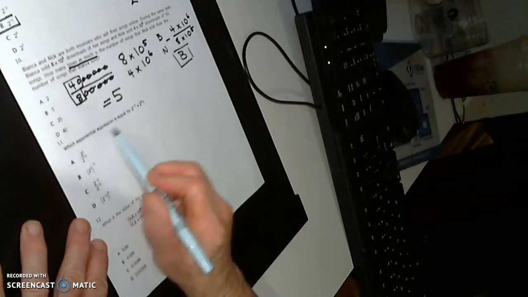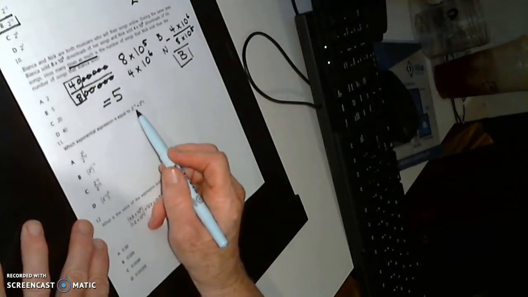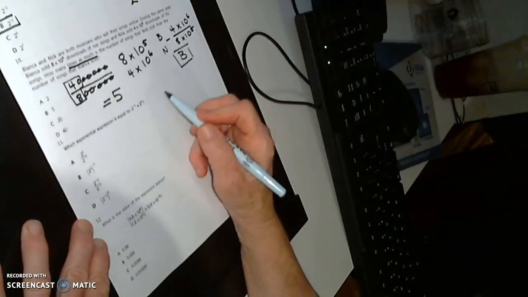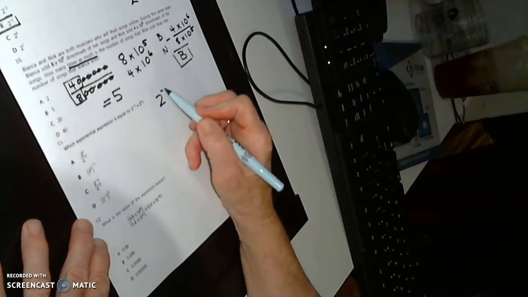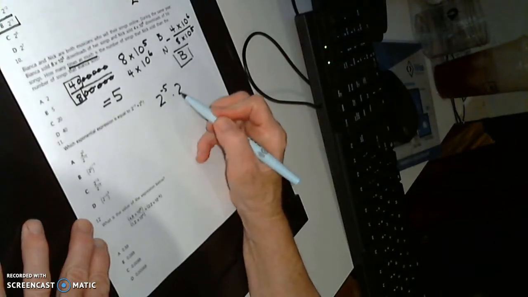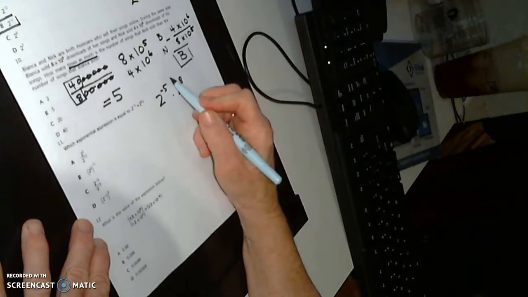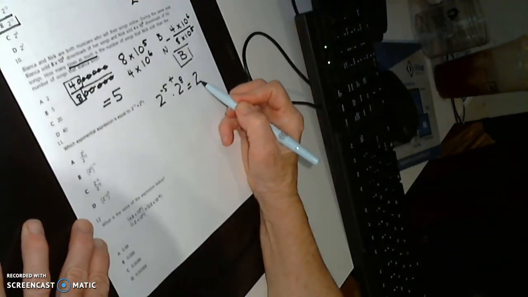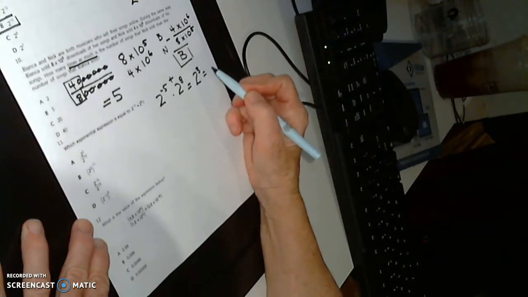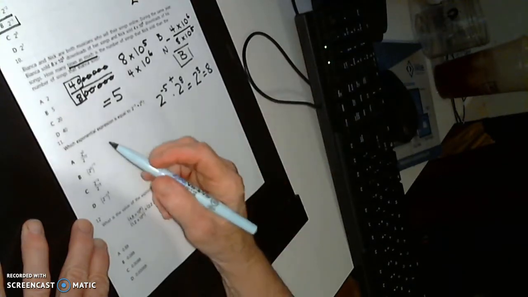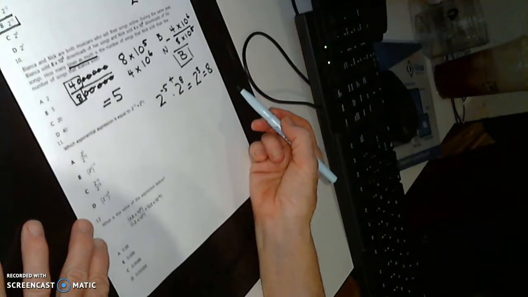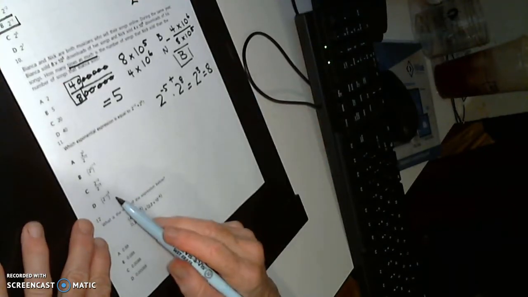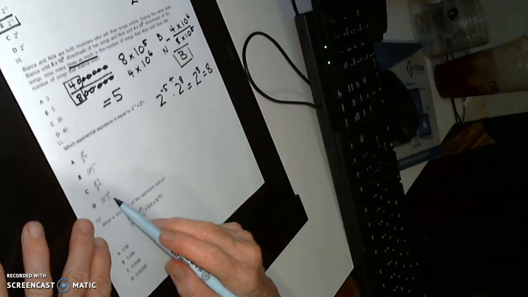What exponential expression is equal to, and again, I'm just applying my rules of exponents, 2 to the negative 5th power times 2 to the 8th power. I know once again I'm adding my exponents. I end up with 2 to the 3rd power, which equals 8. But I look at my answer choices and I don't see 8. So I have to look for something else that looks like an 8 or that would be an 8.